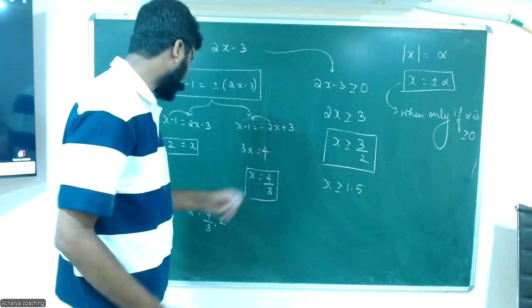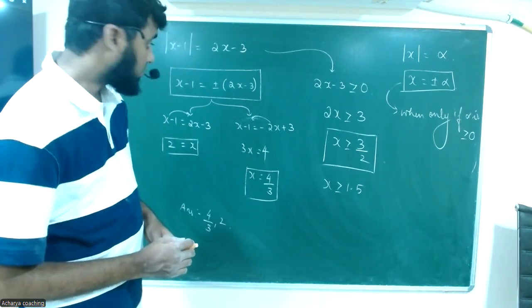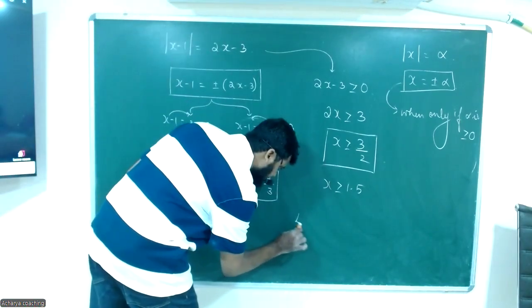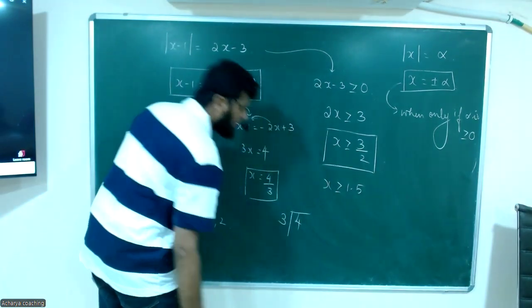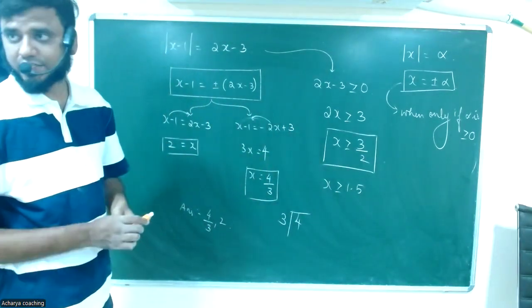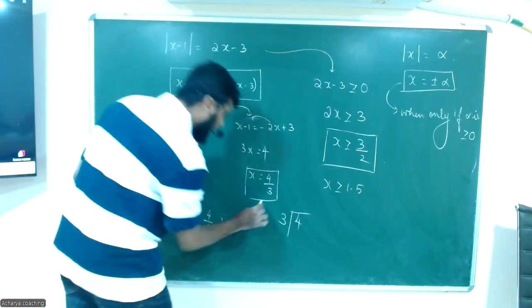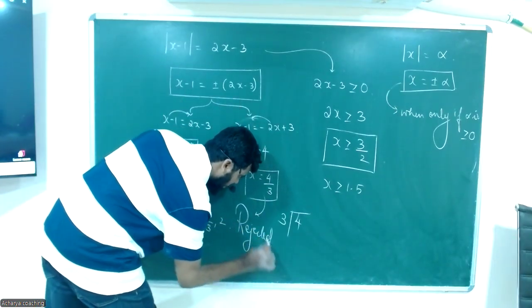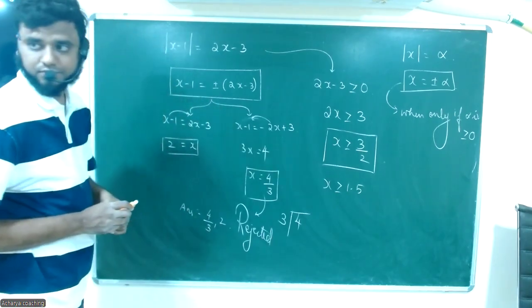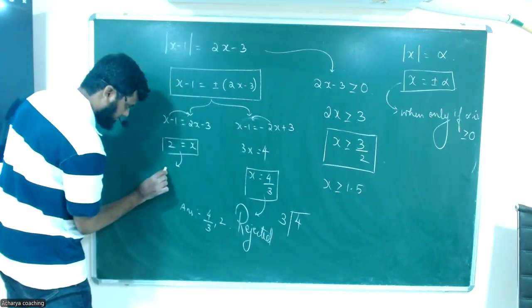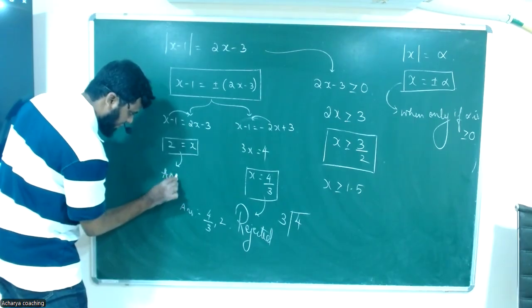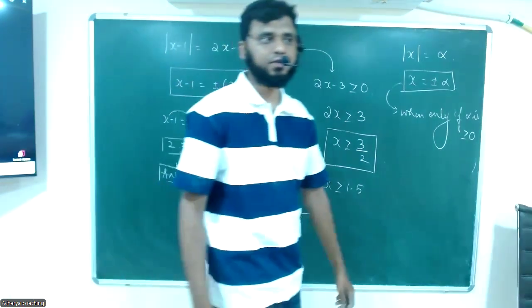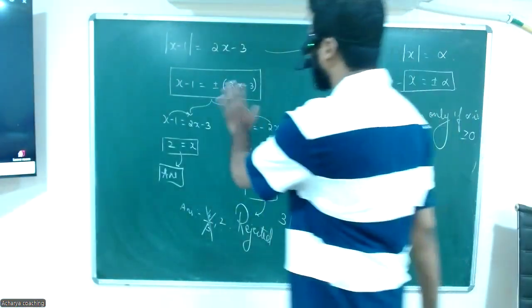This is 0 point something, right? 1 point something only. So what is 4 by 3? Which means 1.3 won't satisfy this. Which means this part is rejected. What about this? This is our answer. So 4 by 3 is not our answer, only 2 is the answer. Clear or not? If you substitute 2, it will satisfy.